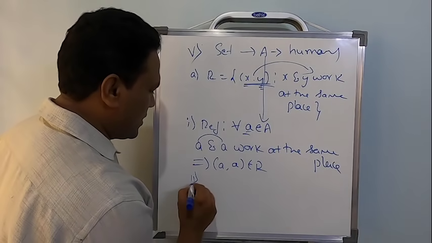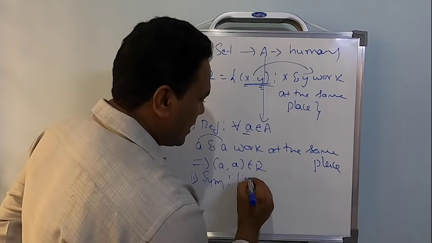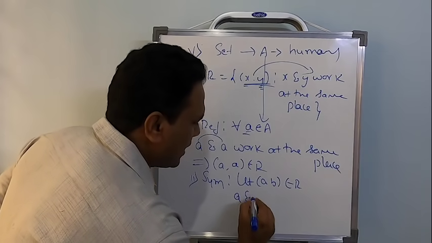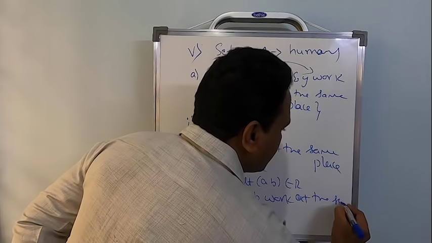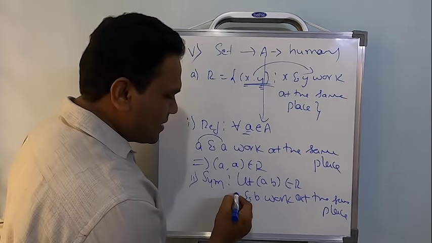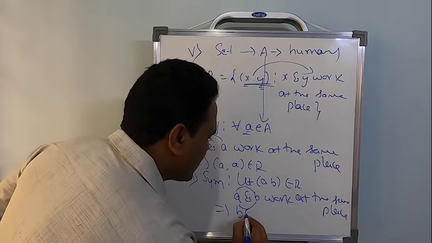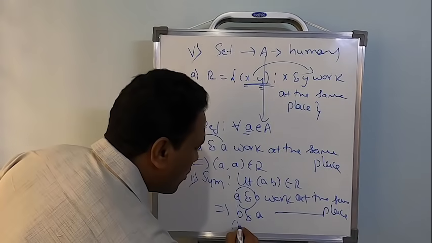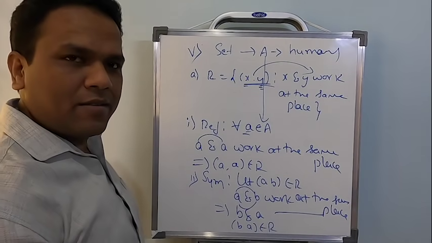Okay, so let's go to the second, symmetric. How to start with symmetric? Let us consider (A, B) belongs to R. This shows that A and B work at the same place. It doesn't matter if I write A and B or B and A, right? So the next thing I can say, B and A also work at the same place. Therefore, the ordered pair (B, A) belongs to R. Therefore, R is said to be symmetric.